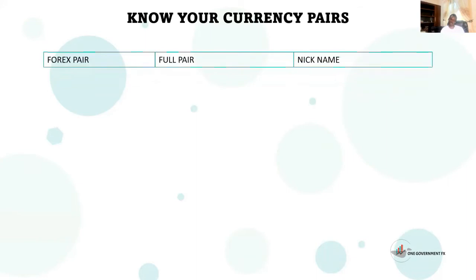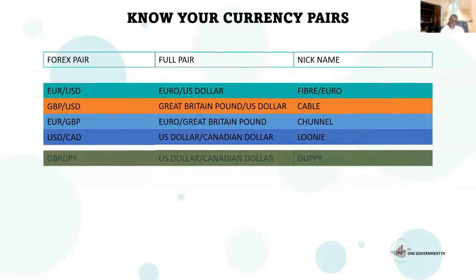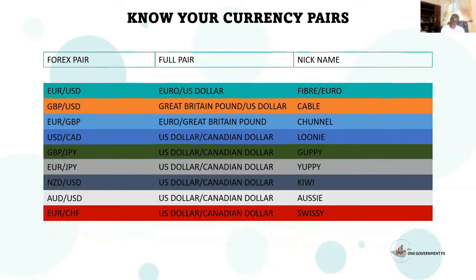Okay, so here we're just going to look at a few currency pairs and their nicknames, what they fully mean. Although there's much more than this, for the sake of this course, these are the main pairs we're going to be considering. So we have the EUR/USD. That's the first one: Euro against the US dollar. The nickname here is Fiber or Euro.